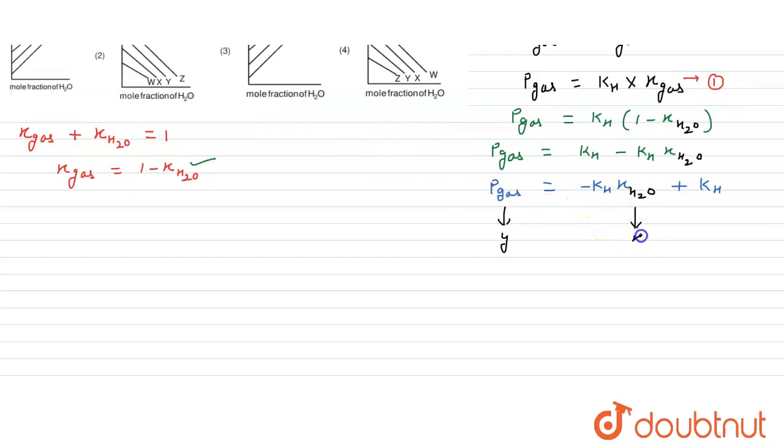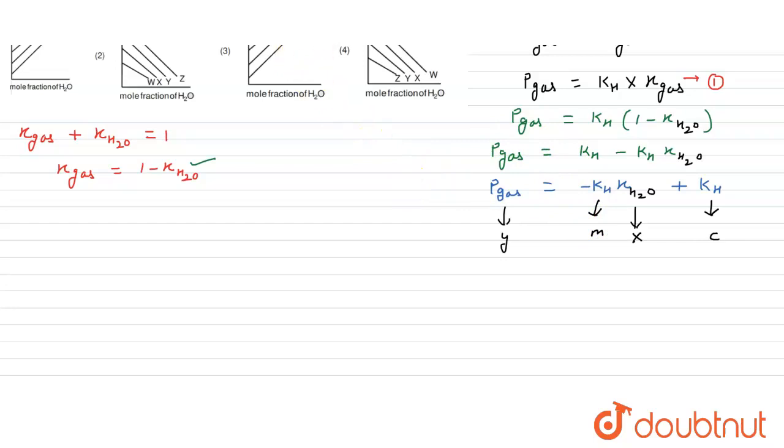So this is our x-axis, and this is our intercept, and this is our slope. Here the negative sign indicates that the slope is negative.